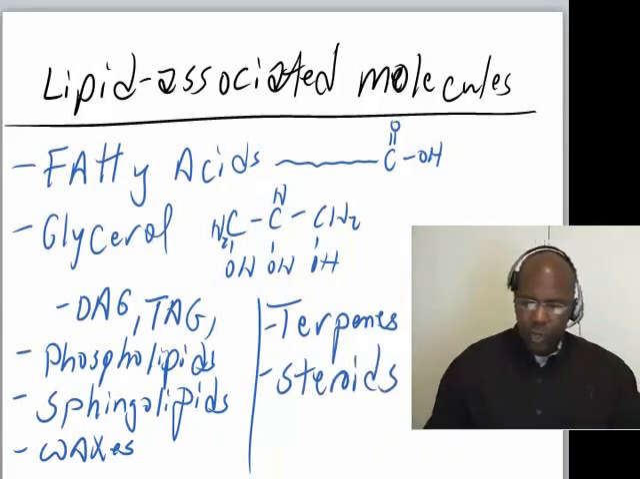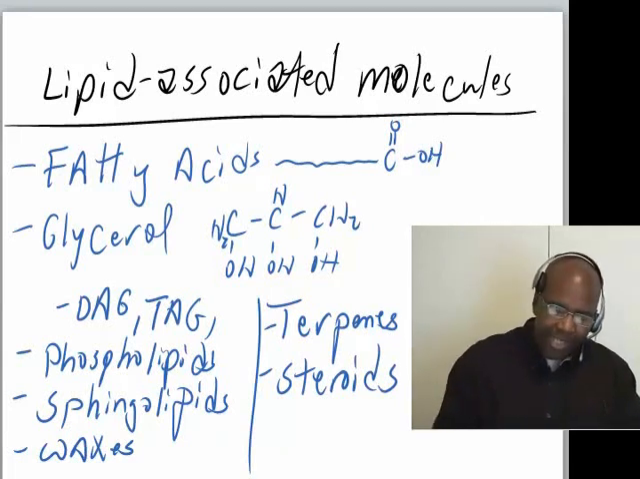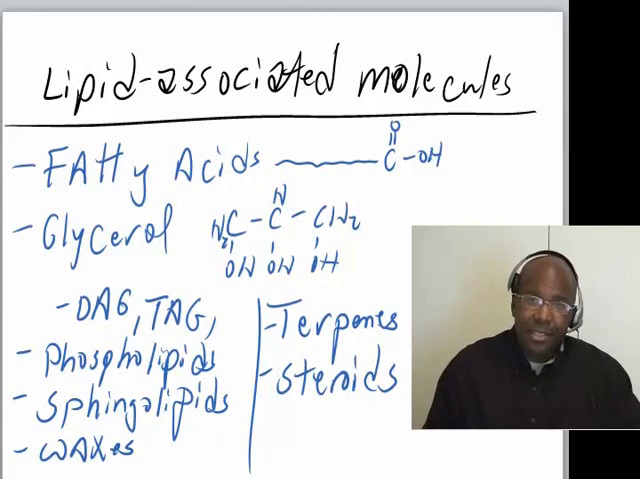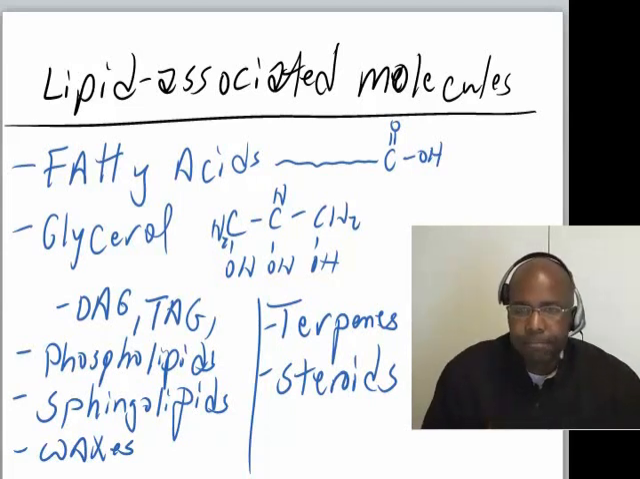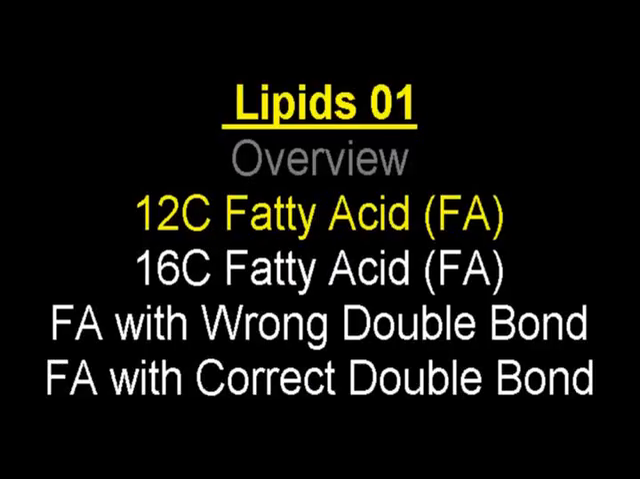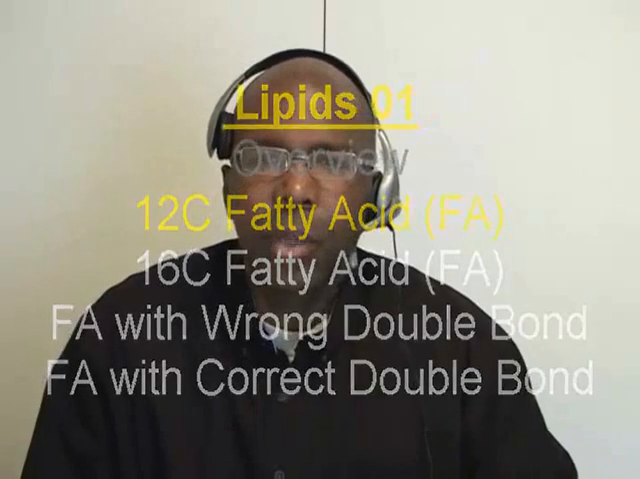And as we go through these lectures, I will continue to come back to this slide to show you where we are. The first thing that we're going to discuss will be the fatty acids, and we'll discuss those in the next clip. These are the lipids. The first molecule that we will discuss associated with lipids will be the fatty acid.